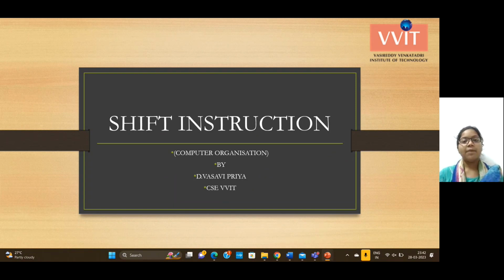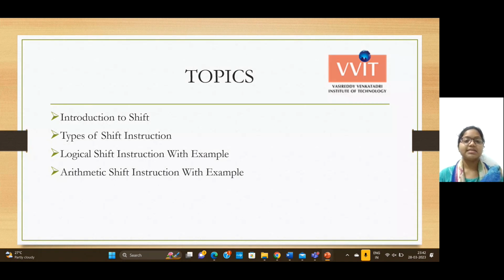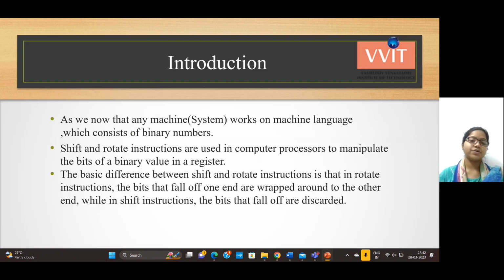Today, in this lecture, I am going to discuss shift instructions from computer organization. Let's see what topics we are going to discuss in this lecture: introduction to shift, types of shift instruction, logical shift instruction with example, and arithmetic shift instruction with example. First, let's discuss our first topic, introduction to shift.